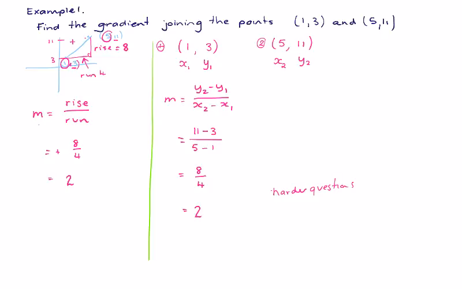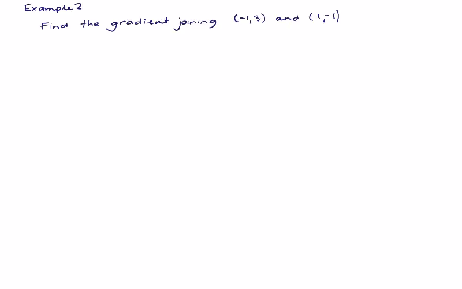Let's look at another example. You might want to pause here and try it yourself, but I'm just going to go straight in and do it. I'm going to draw a picture. I've got (-1, 3) and (1, -1). I noticed here my line is sloping down, so the gradient's negative.